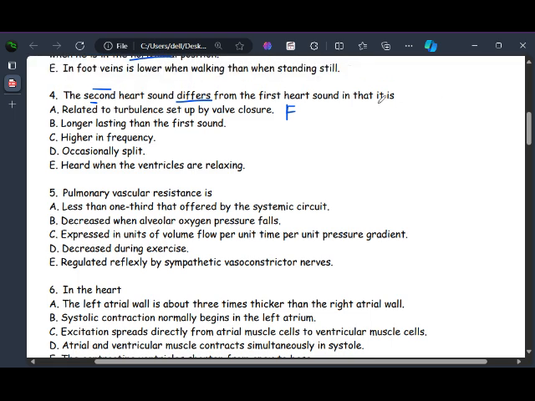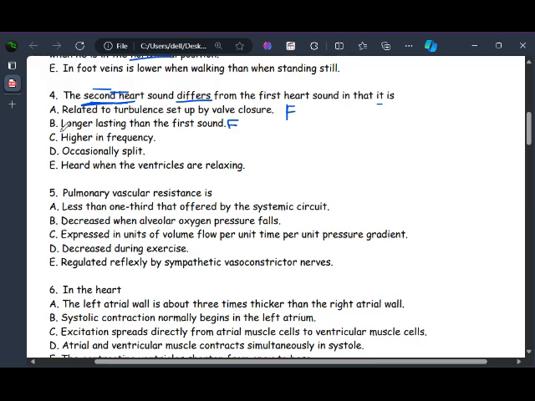So this, it is referring to the first one, the first, which is the second heart sound. So it's referring to this. Yes, I know you guys did English, so you understand what the question is actually saying. So it is longer than the first sound. So the first sound is actually longer than the second one. So that option is false, because the option is saying the second one is the one that is longer. So first one longer, second one shorter.